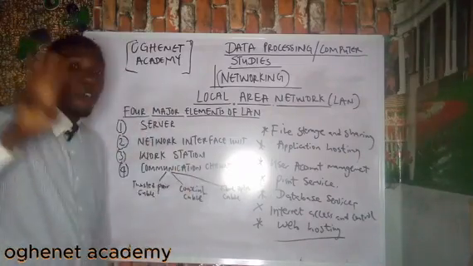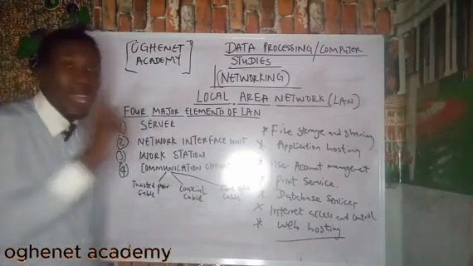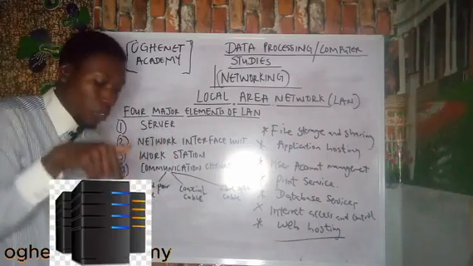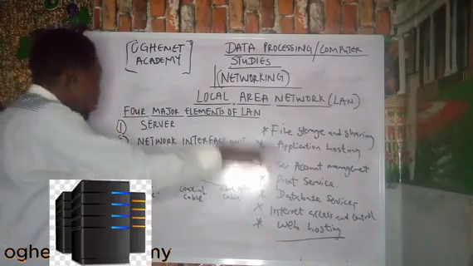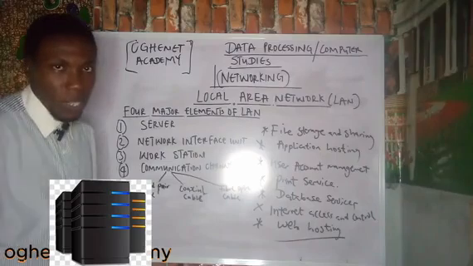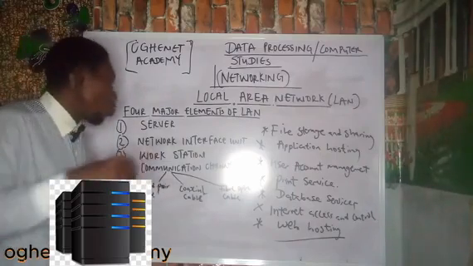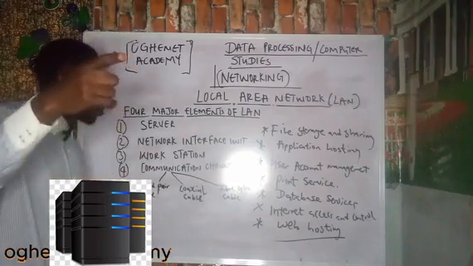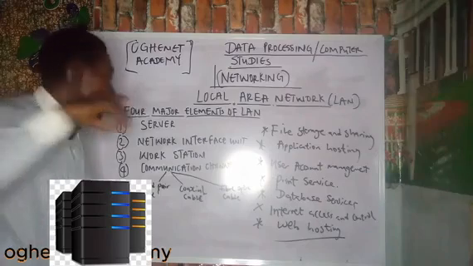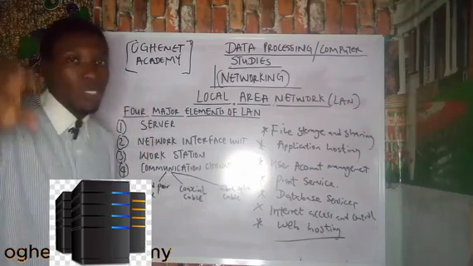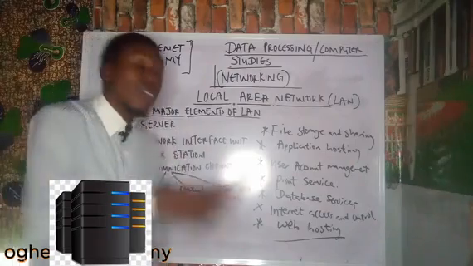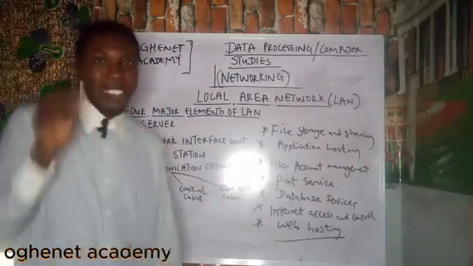Remember, we are talking about 4 major elements of the local area network, and I just made mention of the server. Look down in this video and you will see the diagram of the server. Another major element of the local area network is your network interface unit. The network interface unit is what connects the server and the workstation. Very soon we will get to the workstation. So watch out for the next video where we'll talk deeply on the network interface unit.